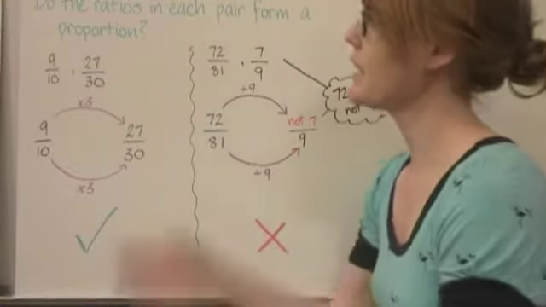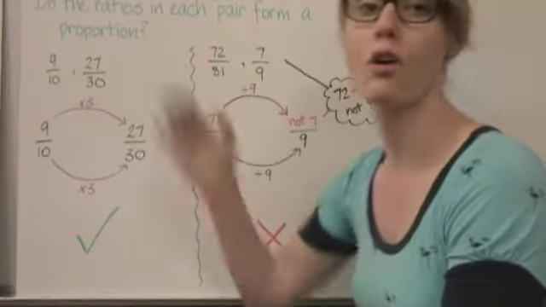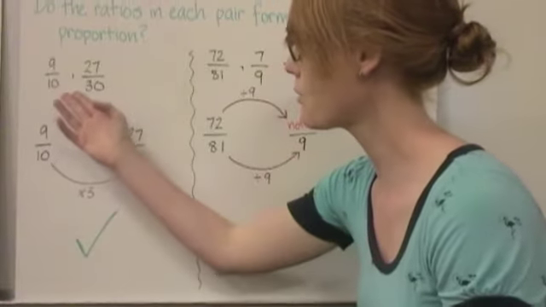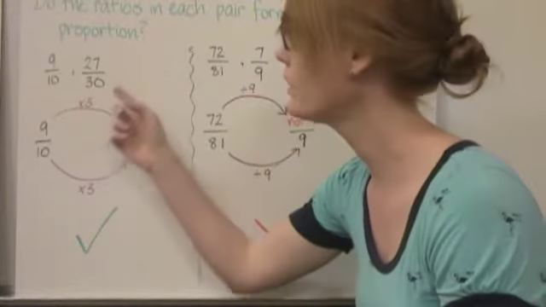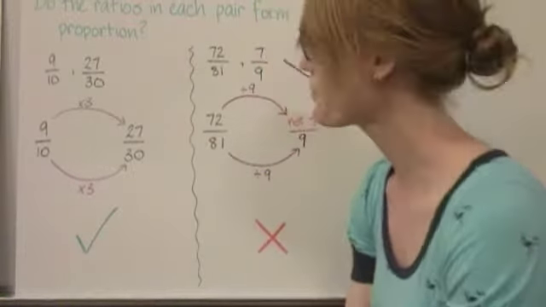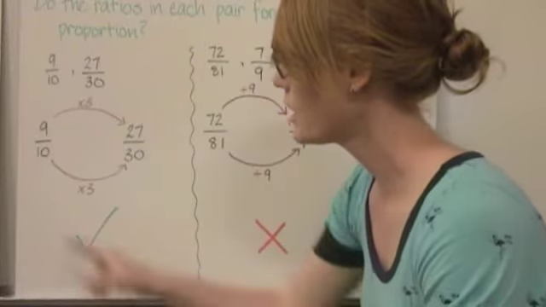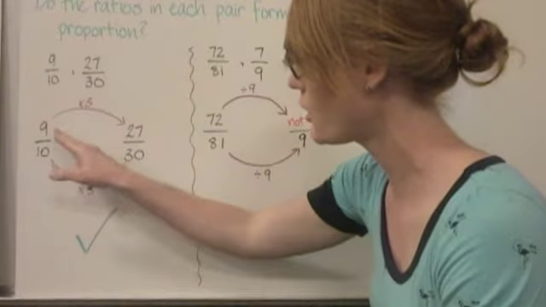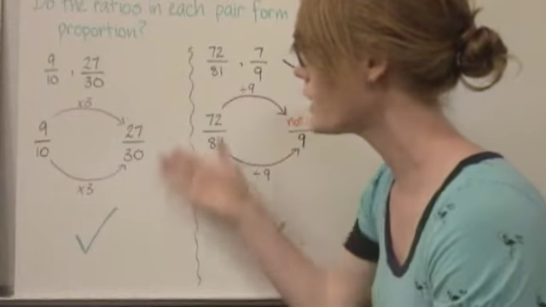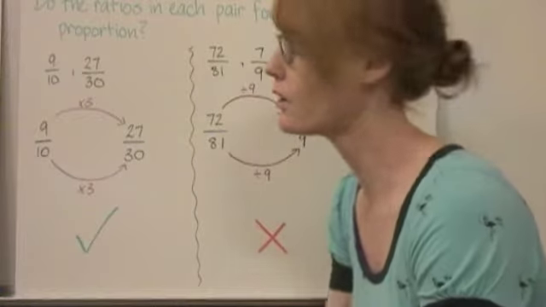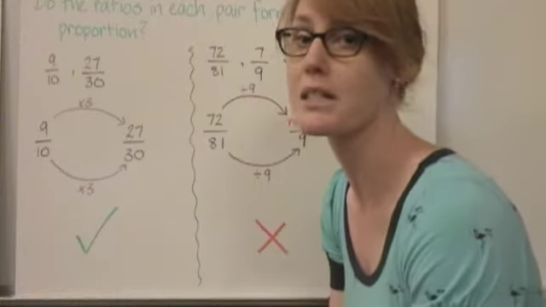Let's have a look to see if the ratios in each pair form a proportion. Here's our pair of ratios, 9 to 10 and 27 to 30. Let's start with the first one. If we multiply each term in the first ratio, we end up with an equal ratio, being the second one that was given to us in the pair.